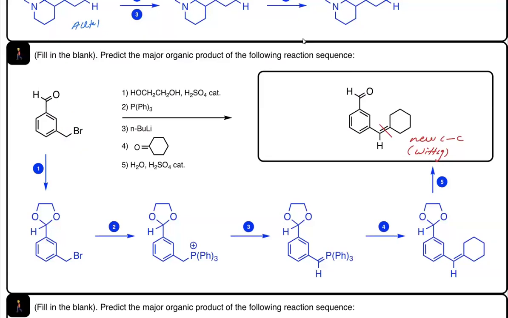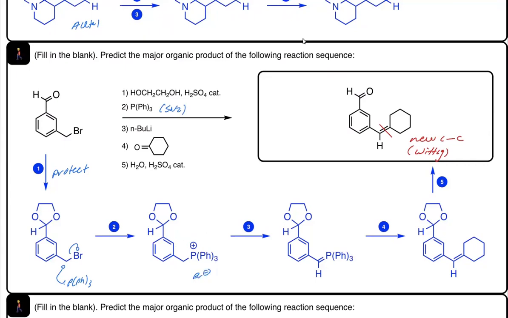Now, we have to protect prior to generating a phosphonium ylide from that alkyl bromide. So step 1, we react with the 1,2-diol and catalytic acid to form our acetal protecting group. In step 2, we're going to begin the ylide preparation by reacting with PPh3. Okay, that's going to result in an SN2 substitution. Phosphorus attacks the carbon bonded to the bromine, and we make this phosphonium ion here.